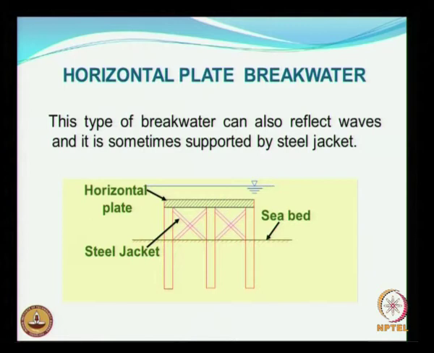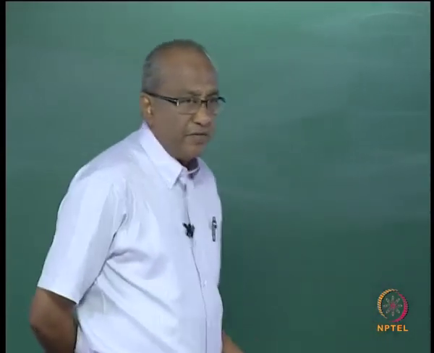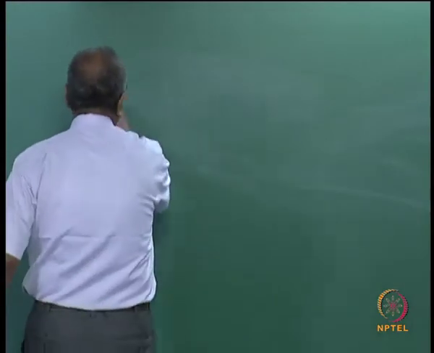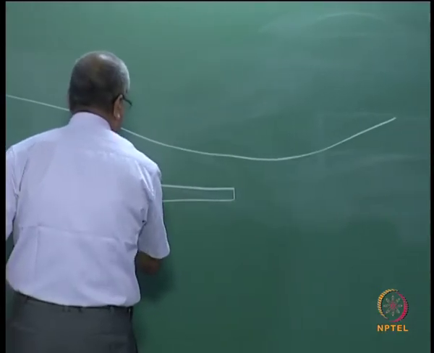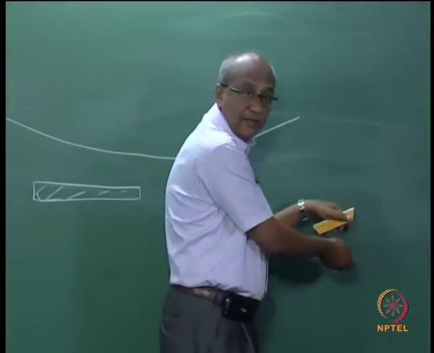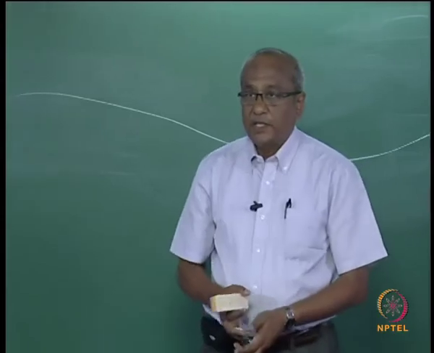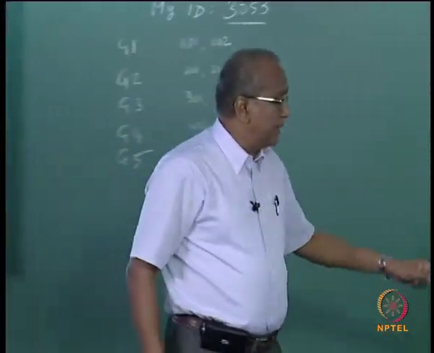Then comes horizontal plate breakwaters. So here you have a horizontal plate running over a distance, over a length. Now the length of this breakwater certainly has to depend on the wavelengths. So in a location where, again, if you have a long wave and then you have a horizontal breakwater like this, then there is a possibility that the wave will just go through this horizontal plate without getting attenuated, you understand. So there are some guidelines for designing the length of the breakwater.